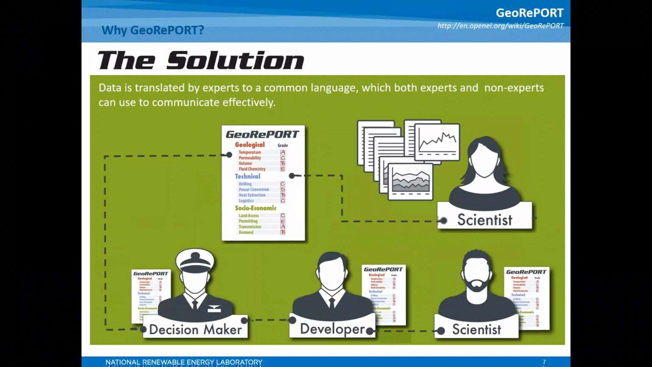GeoRePORT allows the many project players, from geologists to geophysicists, drillers to power plant developers, and permitting experts to the sales team, to communicate effectively with each other and to decision makers. In this example, scientists developed GeoRePORTs to describe geothermal development potential at several military bases to base commanders. These commanders can then use these reports to negotiate with potential developers for development on the base, who can bring the information back to their scientists for evaluation.